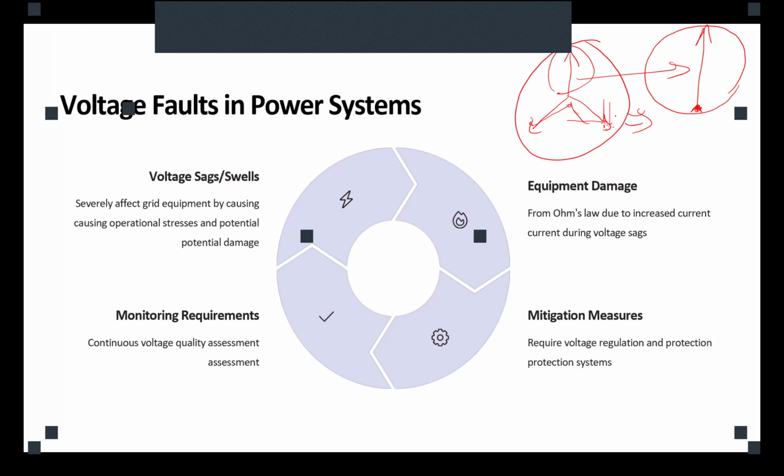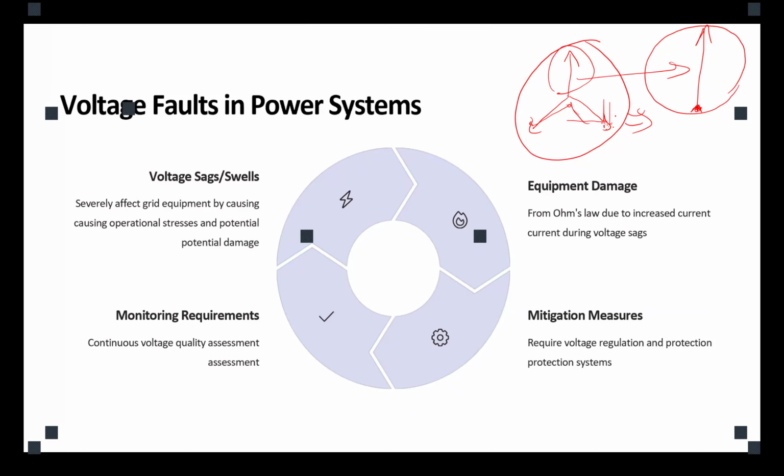Now, that being said, we also have faults that open-circuit the system. And I think that is easier to understand: with an open circuit, we have a chance of overvoltage or voltage swells in our system. Now, this is one aspect of a fault.